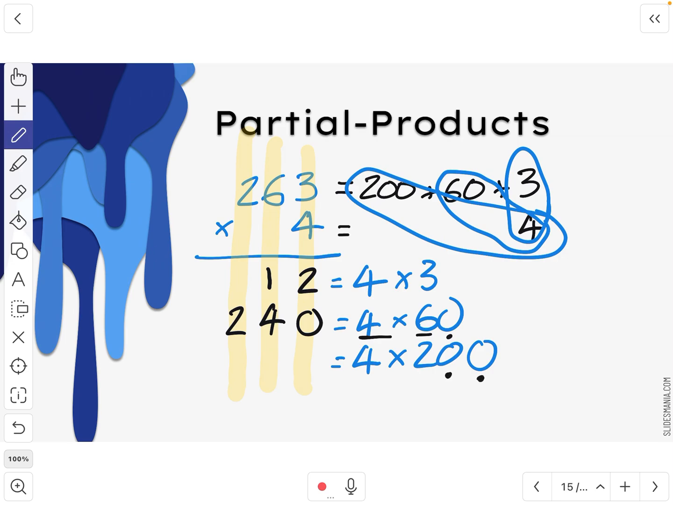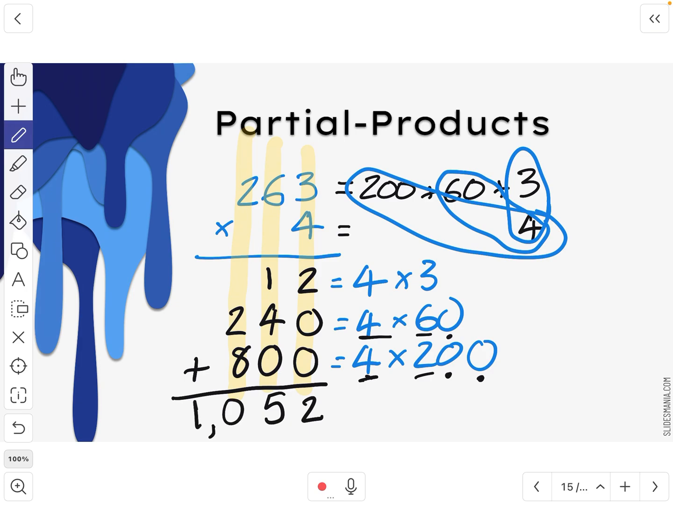Same thing down here, but we know we have 2 zeros. And then we have 4 times 2 is 8. So now these are what we call partial products. A product is the answer to a multiplication problem, and these are called partial because they're each a part of 4 times 263. If we add them together, we get our full product. And if we've done this right, the adding should be pretty simple. So we just add the ones, we get 2. We add the tens, we get 5. And we add the hundreds, and we get 10. So our answer is 1052.